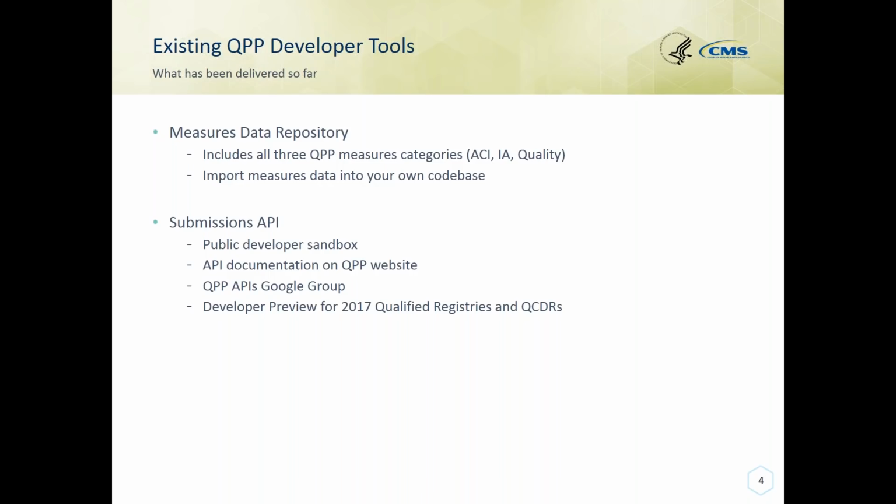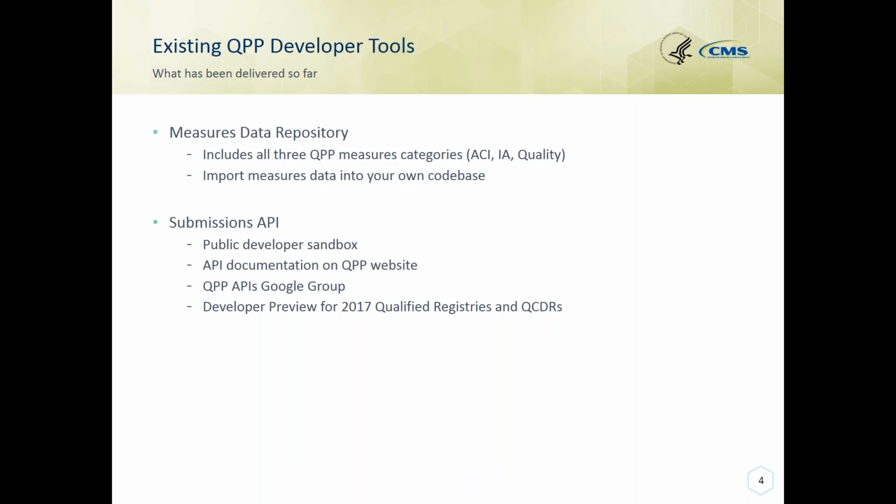The second thing that we delivered in 2017 was a QPP submissions API. We developed this in conjunction with many of you who are on the phone today. We've offered this in a number of different flavors over the course of the year. So the API started out with a public developer sandbox that was released in March of 2017.